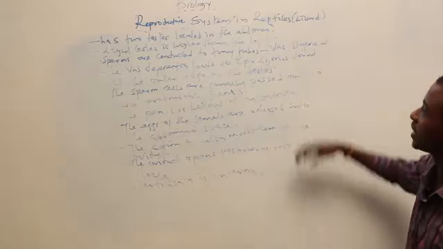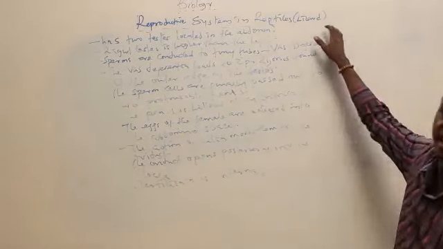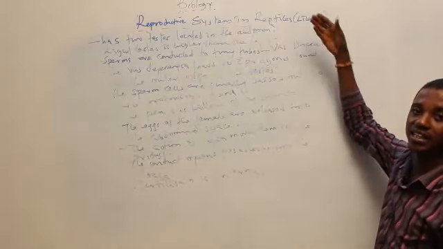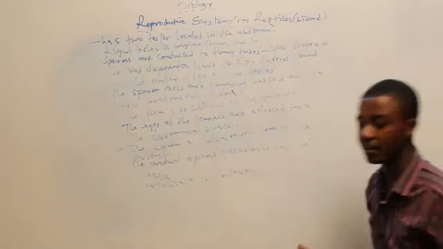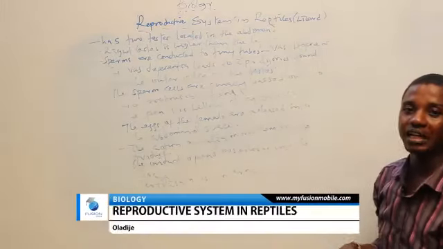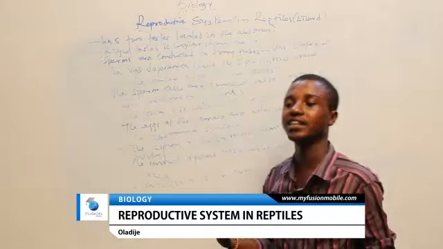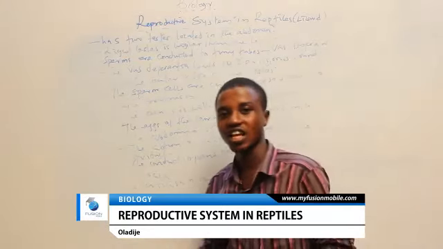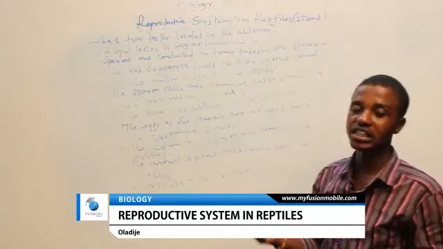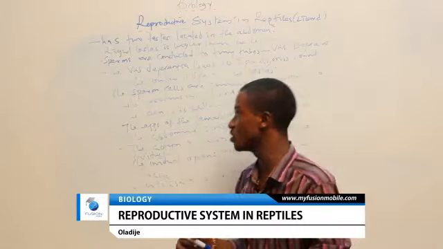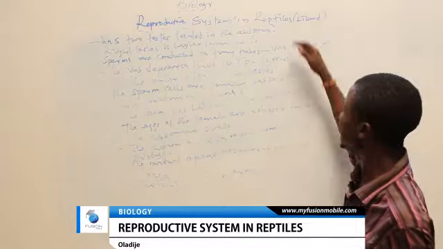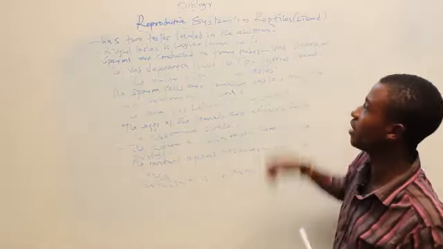Okay, so now we're going to be looking at the reproductive system in the lizard. An agama lizard is a representative family of reptiles. What are reptiles? Reptiles are poikilothermic organisms with a temperature that is not constant. Poikilothermic organisms are cold-blooded organisms, so you need to take note of this fact. So the lizard is a good family of the reptile.